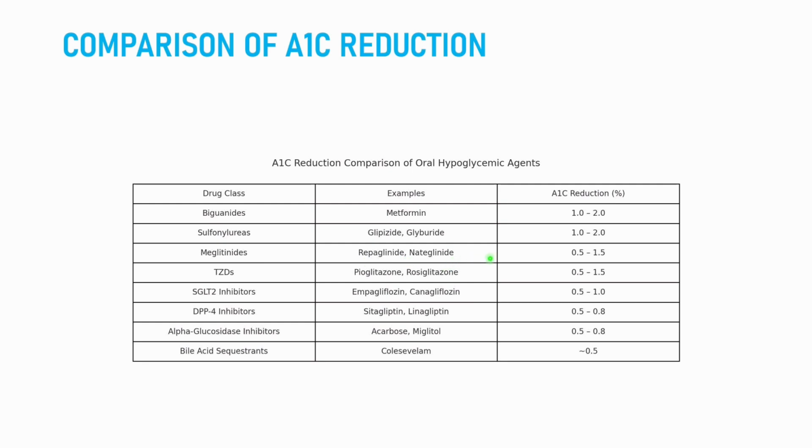Meglitinides, which are rarely used, 0.5 to 1.5. TZDs, see 0.5 to 1.5, very good. And then DPP4 inhibitors 0.5 to 0.8. The other two are not much used, so I'm not talking about them. So knowing how much A1C reduction different medications provide is very important in prescribing the medication.